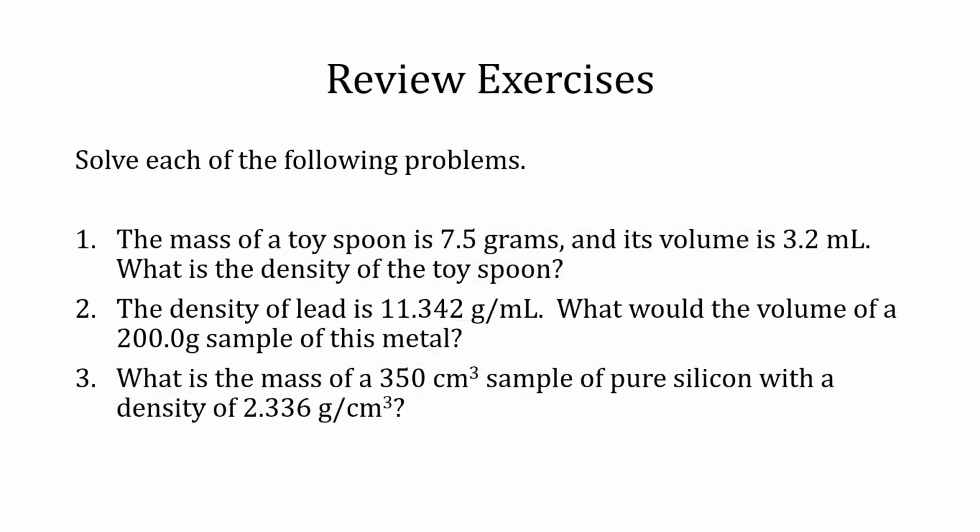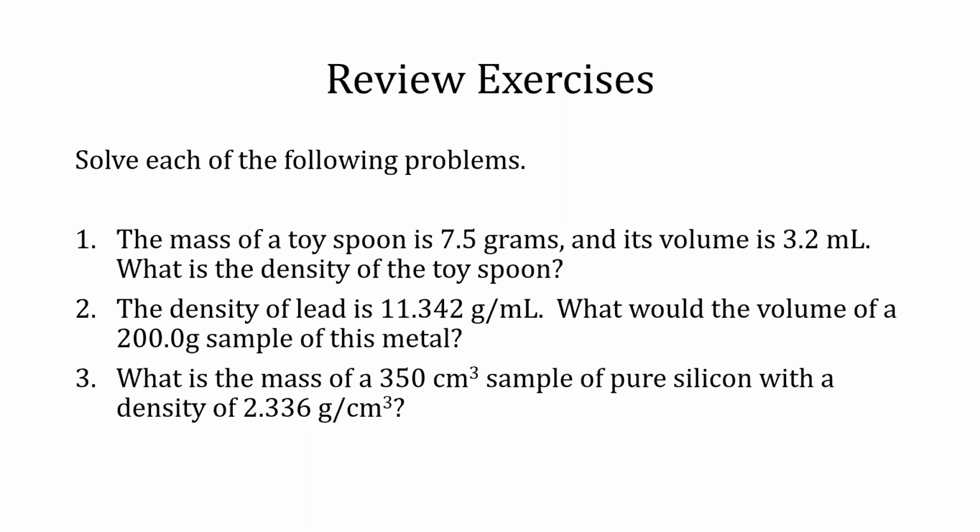Here are some review exercises for you to try. Solve each of the following problems. 1. The mass of a toy spoon is 7.5 grams and its volume is 3.2 ml. What is the density of the toy spoon? 2. The density of lead is 11.342 g per ml. What will be the volume of a 200.0 g sample of this metal?